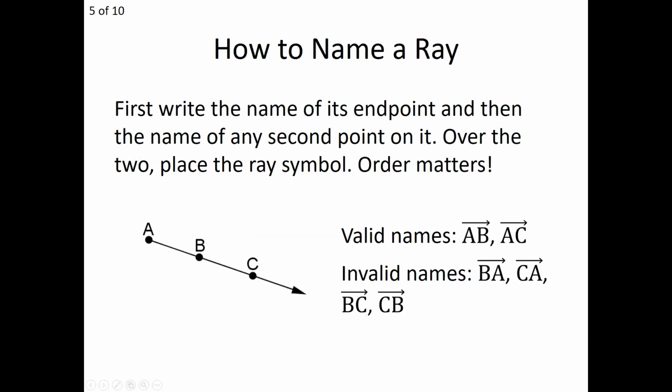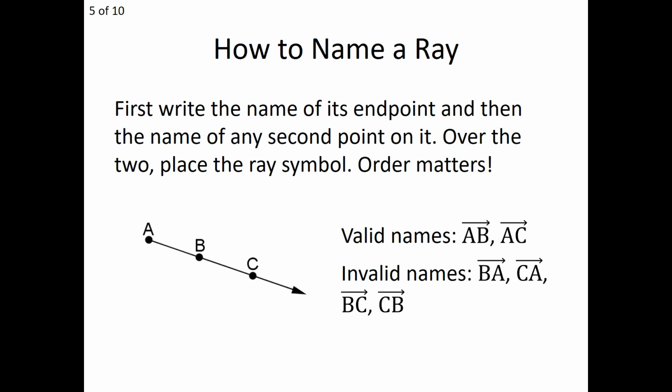Now, to name a ray, you have to be very careful. Order does matter when naming rays, but it actually is quite simple, because to name a ray, you have a process. It's a very simple process. You start by picking the endpoint. That is the very first letter you will write down when you name any of the rays in this diagram, or in the future for a homework assignment or on a test. You start by picking the endpoint.